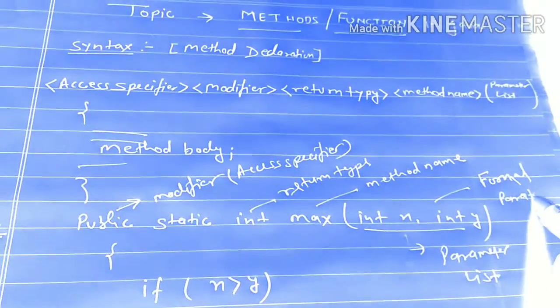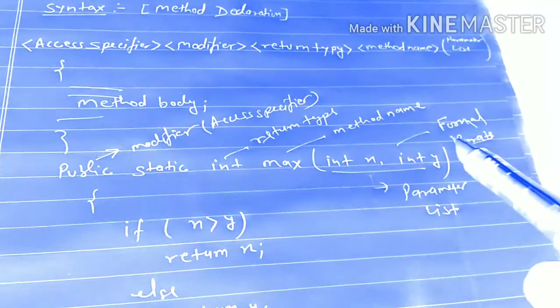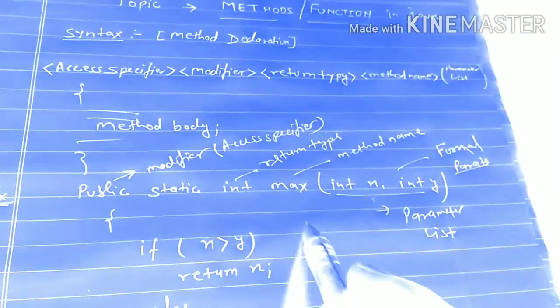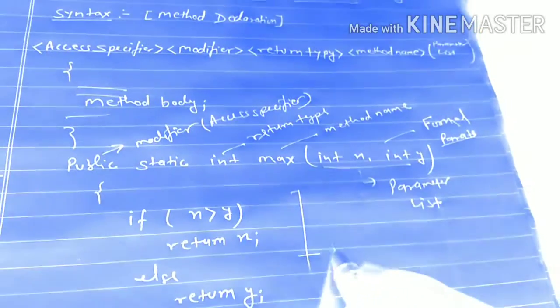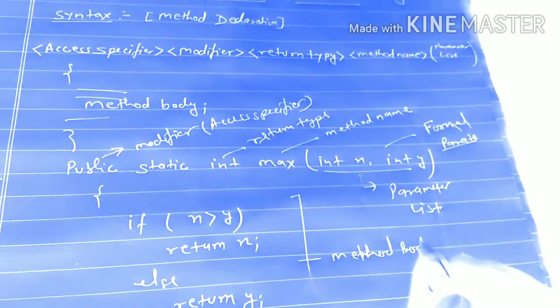There are two types of parameters: one is the formal parameter and the other is the actual parameter. So this is called a formal parameter, and this is called the method body.